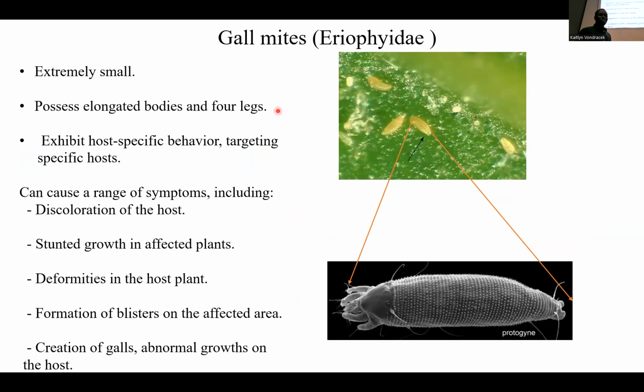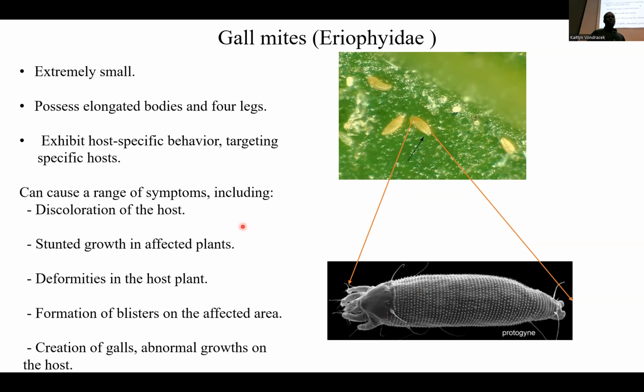So now going on to the last group that I'm going to talk about. I know it's a lot, but this is so far my favorite group of mites because of what they do, because of the differences in what each species does to a plant. These ones are extremely small, very small, and they possess elongated bodies. And the difference between these mites and all the other ones is that these ones only have 4 pairs of legs. So they don't have 6 like the other mites.